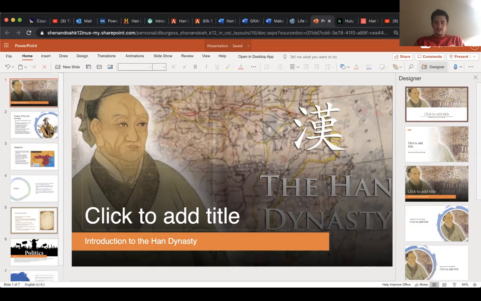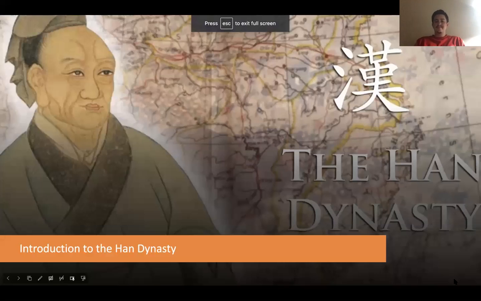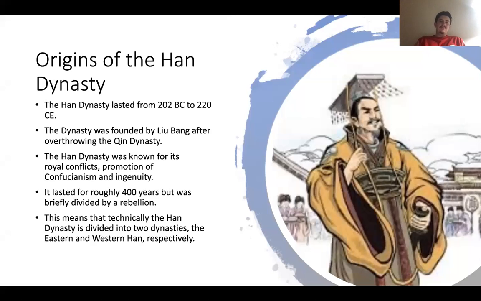So the new dynasty we're going to be looking at is known as the Han Dynasty. They started from 202 BC to 220 CE, so roughly 400 years or so. If you'll notice too, we go from BC to CE, so they went through Jesus' birth and past it. And it was founded by a man by the name of Liu Bang.